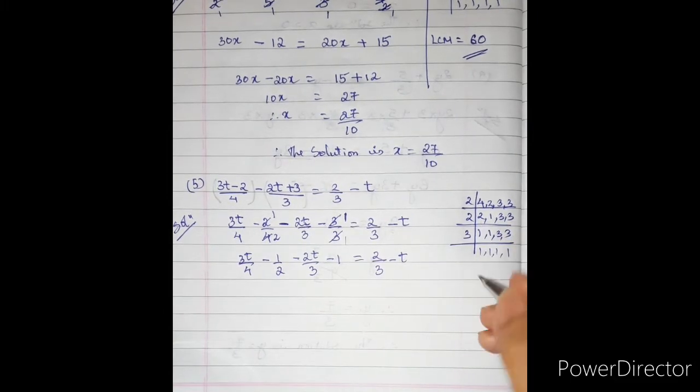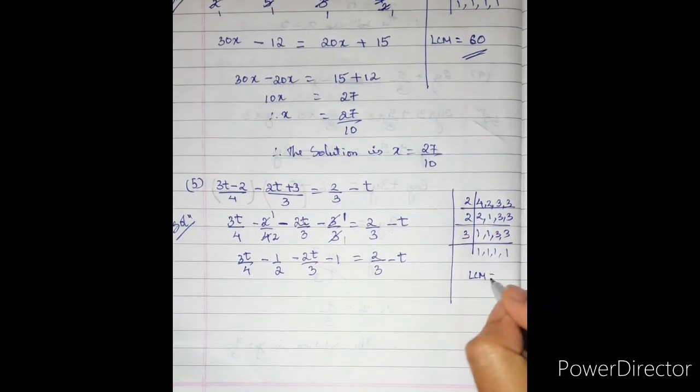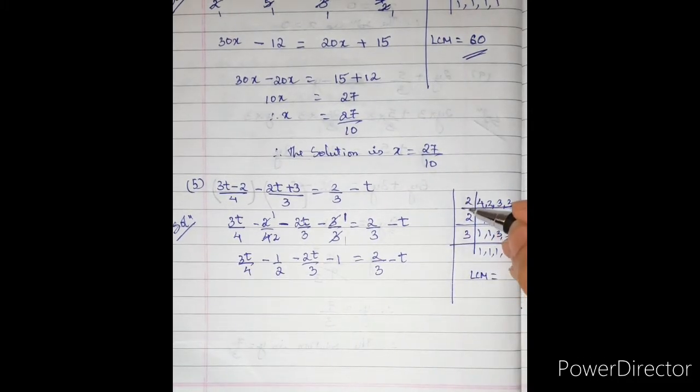1 and 1. So we have to multiply. LCM is equal to 2 2s are 4. 4 into 3 is 12. So this is the LCM. 2 2s are 4. 4 into 3 is 12. So 12 we have to multiply for all these terms.